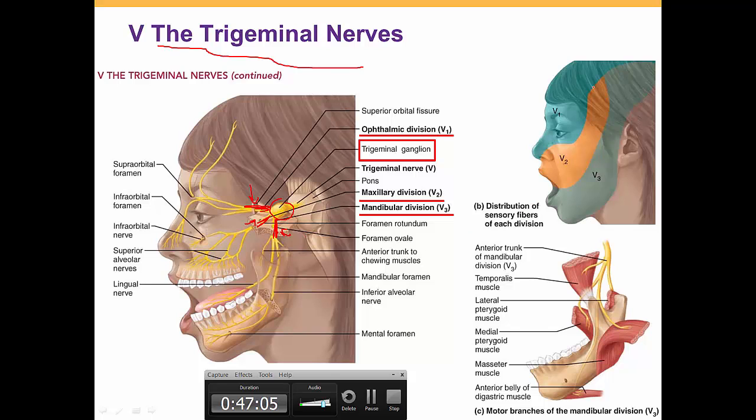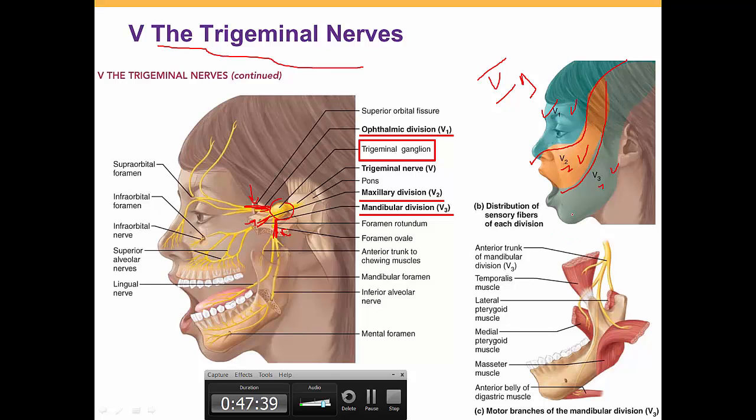The first thing they supply is the skin. So as you can see, the first division, or V1, V is cranial nerve number 5, and 1 stands for ophthalmic. V2, which is cranial nerve number 5, 2 is maxillary, and the V3 is for mandibular. So if you divide your face into 3 different parts, the V1 will take the upper one, the V2 takes the skin of the middle part, and the V3 takes the skin of the lower part.